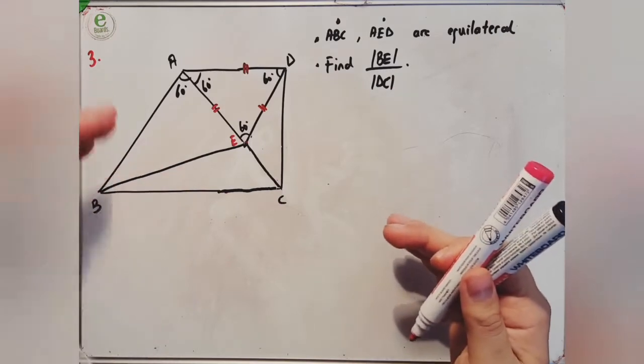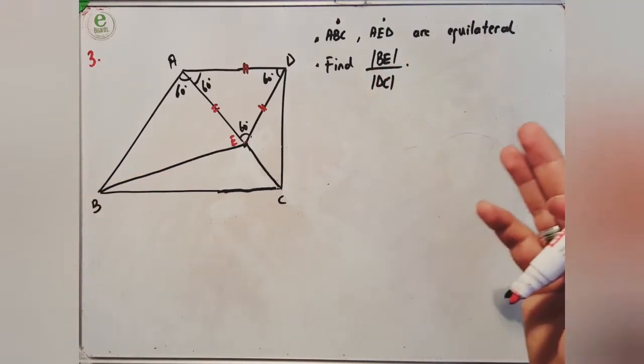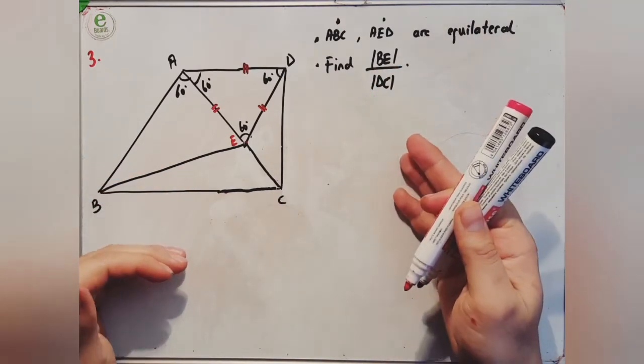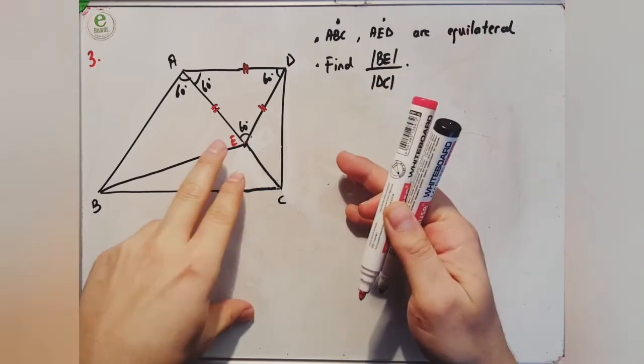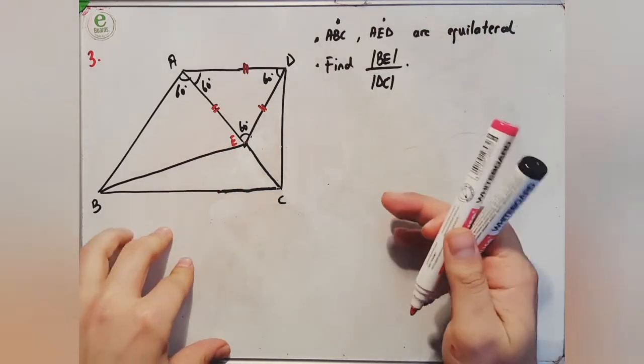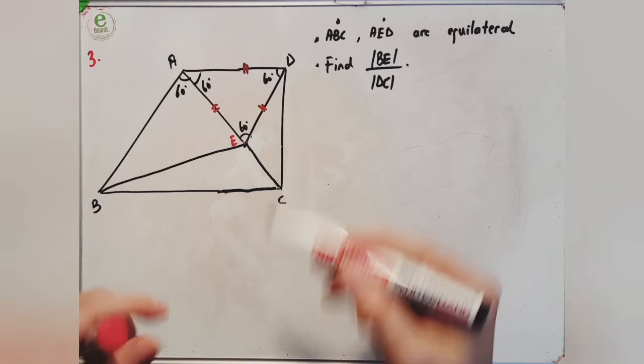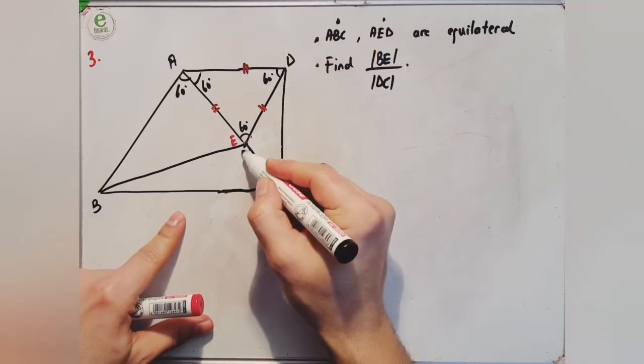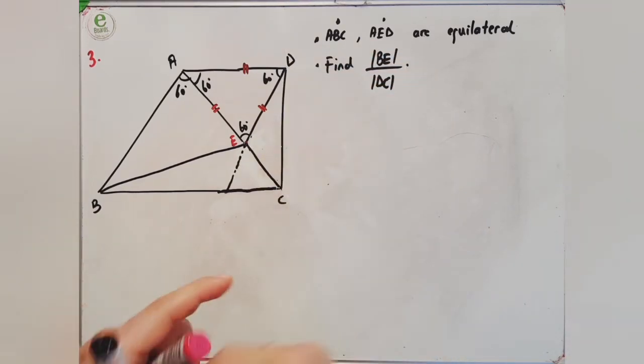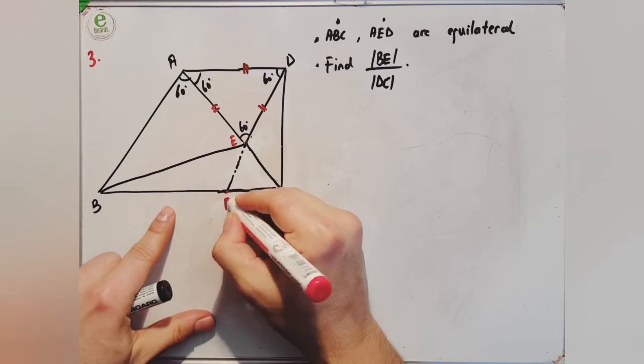And here ABC and triangle AED are equilateral. We have to find the ratio of side BE to side DC. Okay, first I will extend the line from DE to the side BC. When we extend it, the line intersects side BC at point F.